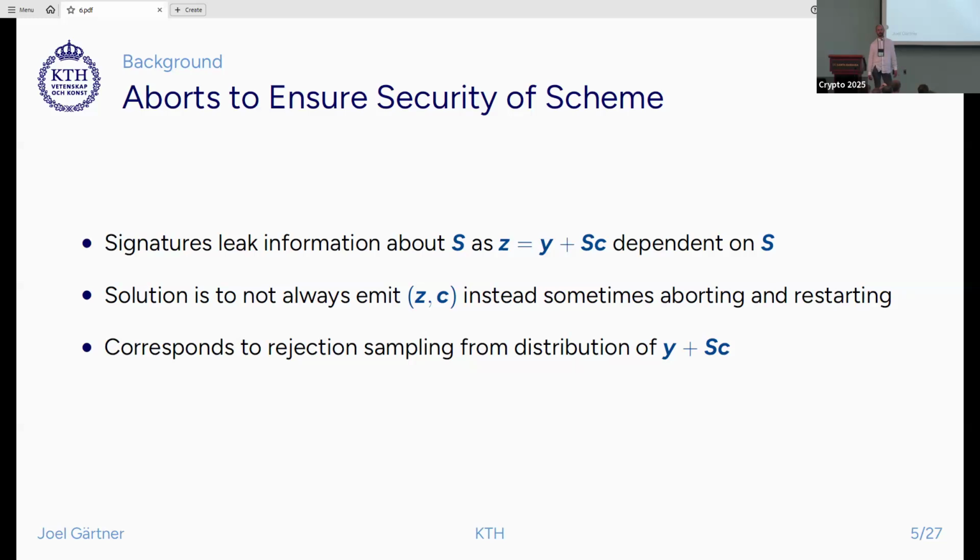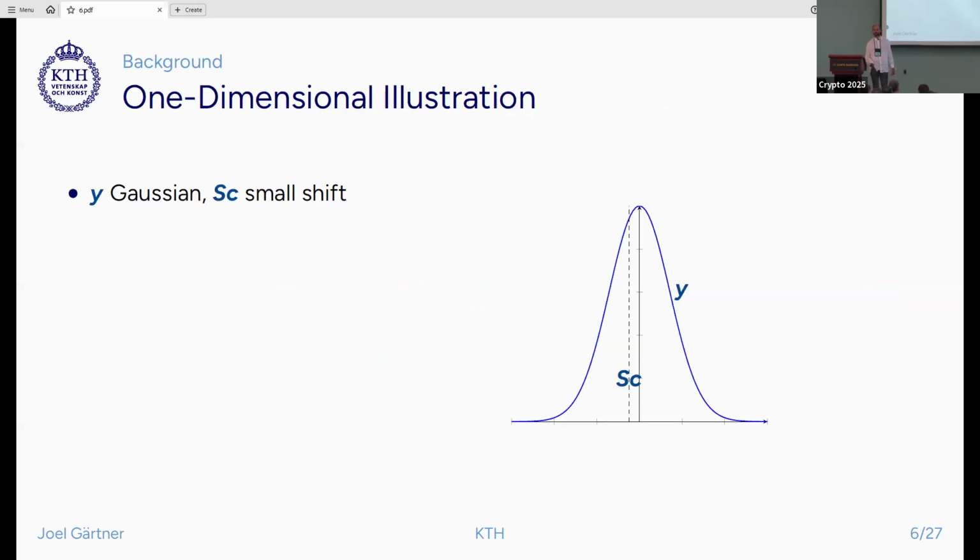sometimes abort and restart the signing attempt with new randomness. This abort and restart corresponds to rejection sampling from the distribution of Y plus SC to get something from a distribution that is independent of secret information. This rejection sampling can quite nicely be illustrated in one dimension. This one-dimensional illustration is quite representative of the higher dimensional case, because everything basically projects down into the direction of SC. So in one dimension, we focus on the case where Y follows a discrete Gaussian distribution.